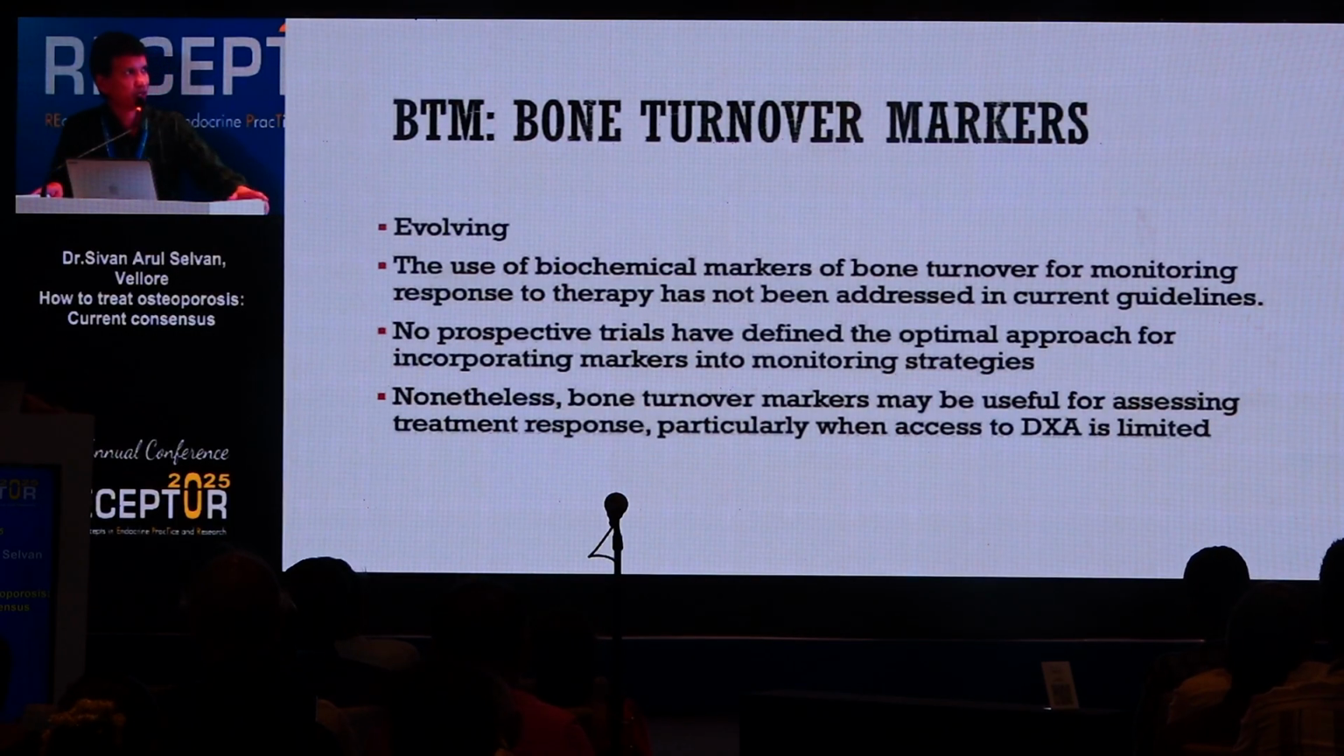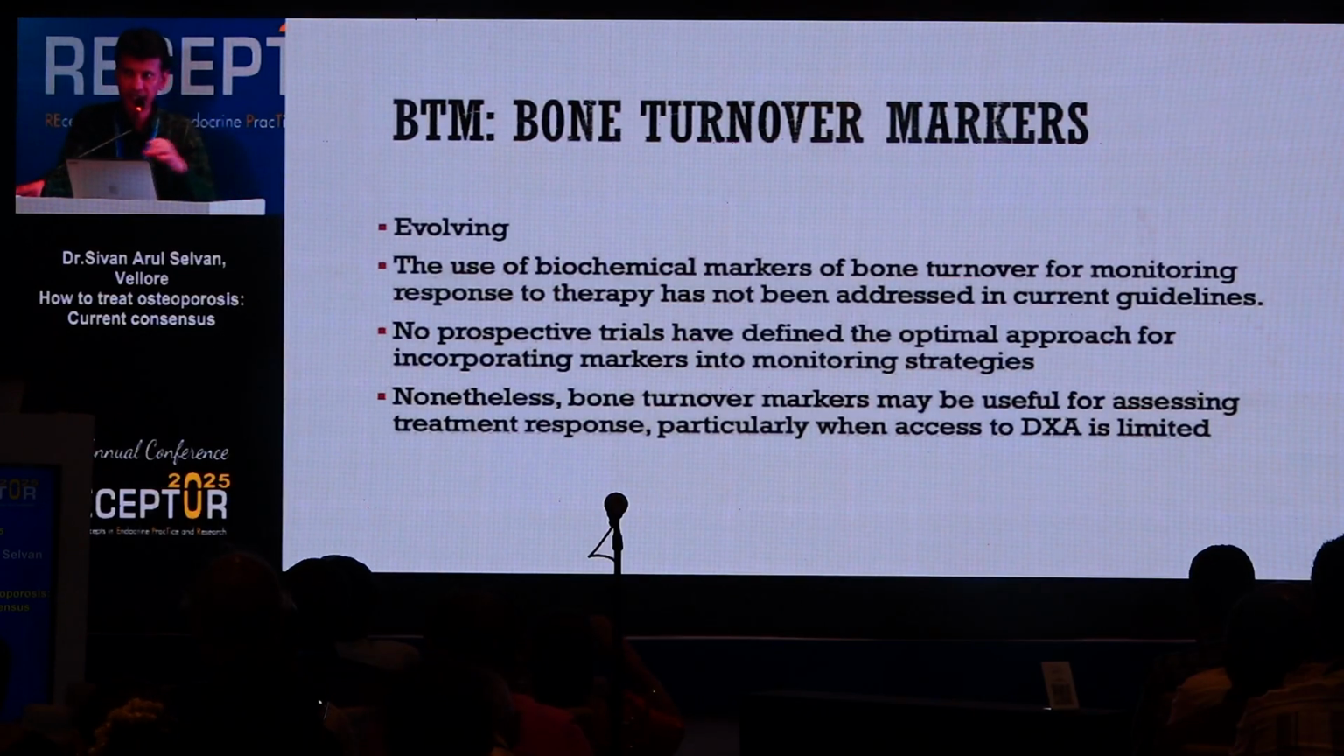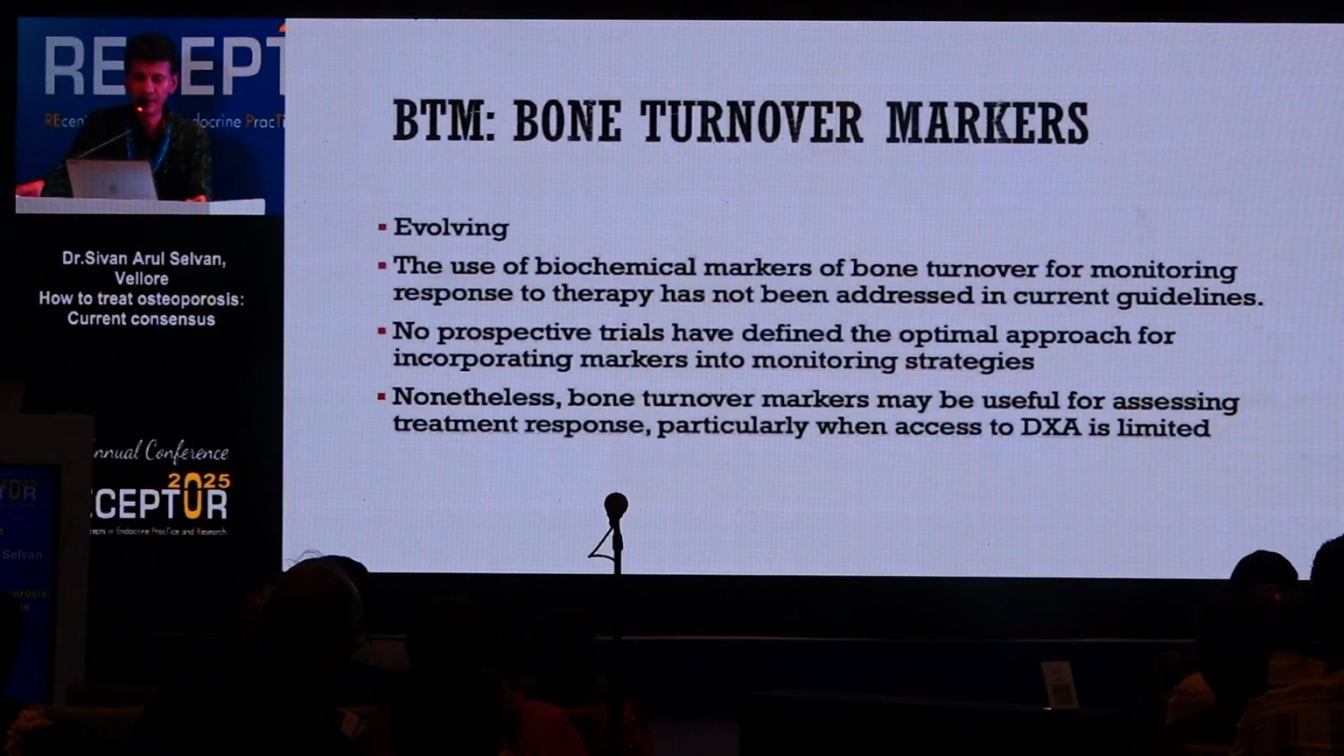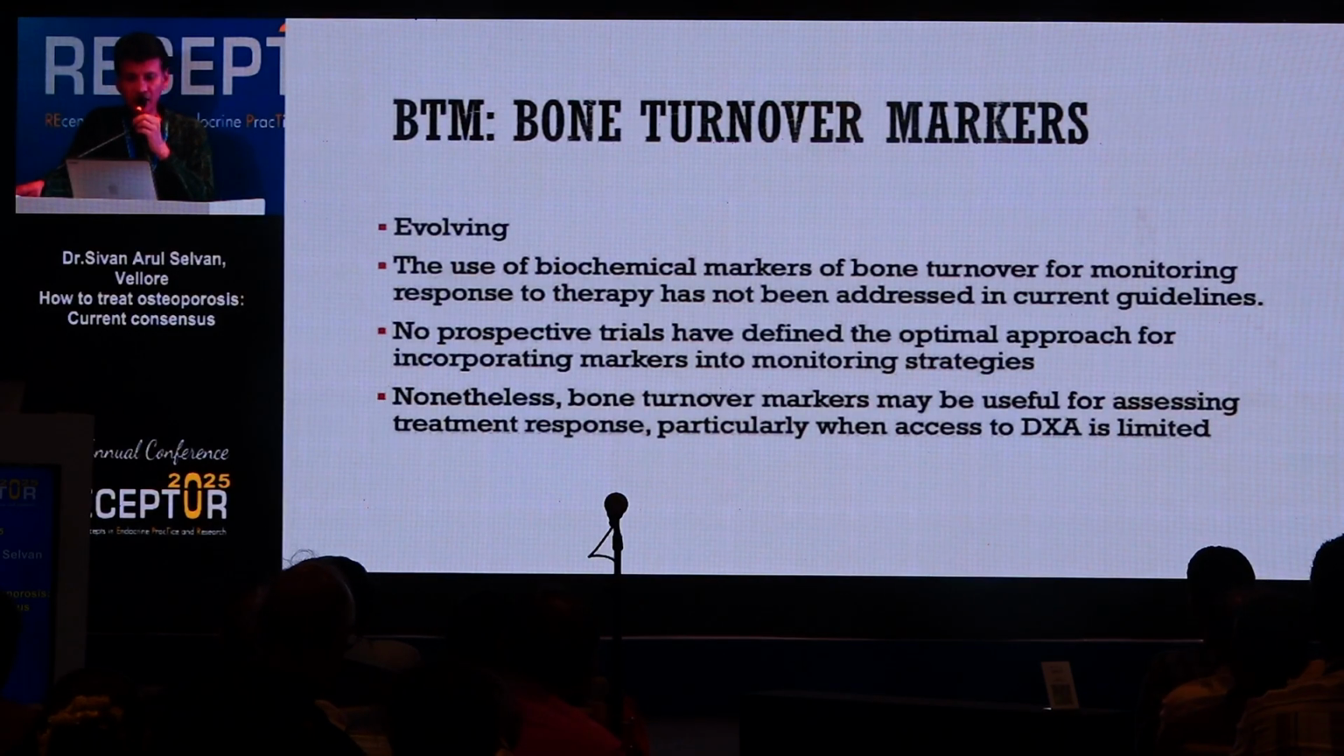The second important thing to monitor is the bone turnover markers. Again, it's an evolving area. The guidelines have not incorporated bone turnover markers into the specific treatment modalities, but it's upcoming. So you can look at one turnover marker for bone formation and one for bone resorption. There are no prospective trials to look at what the cutoff is and when to stop treatment based on these markers. Nonetheless, it can be useful. It can give a guideline on whether the patient is responding or not.